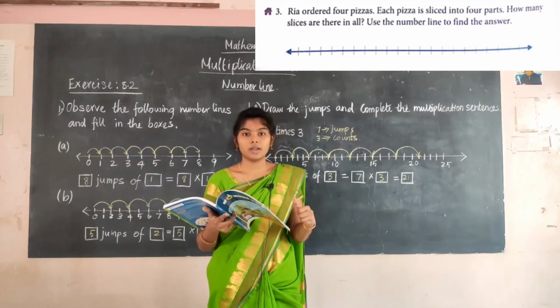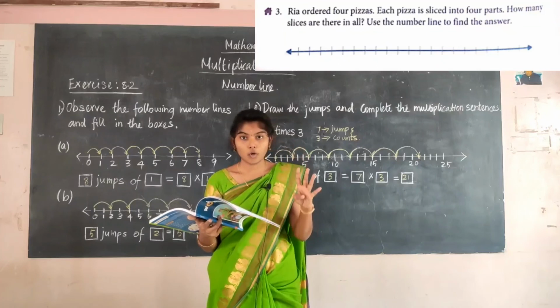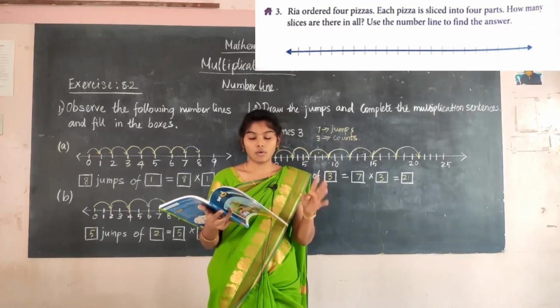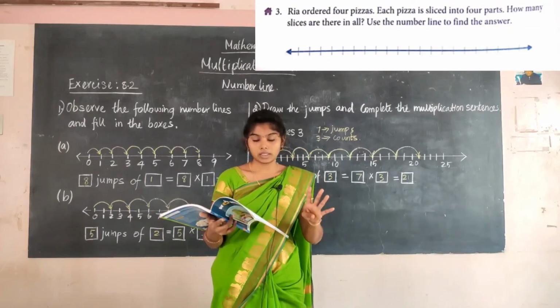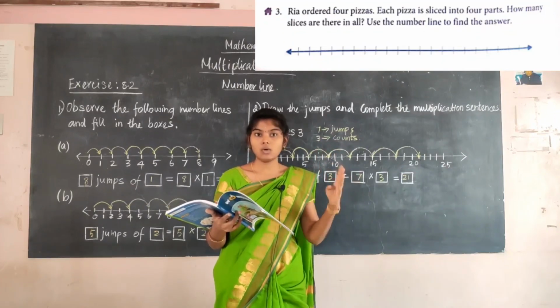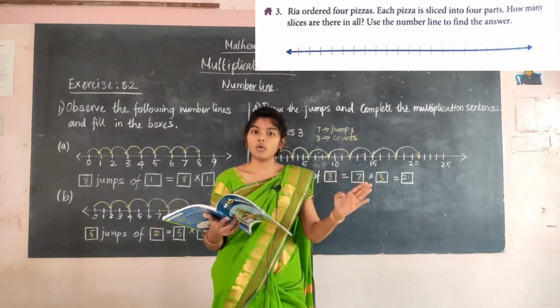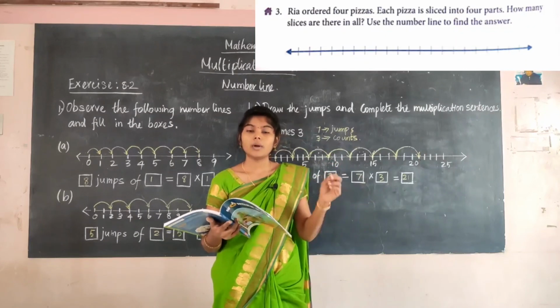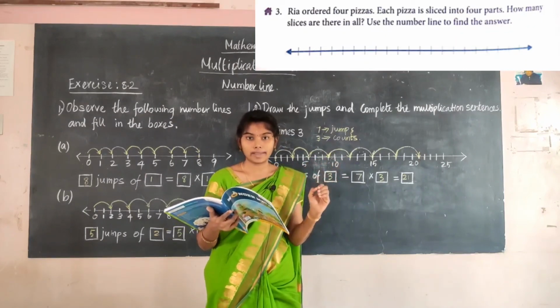So how will you find? You are going to take 4 jumps of 4. So here she ordered 4 pizzas and the 4 parts are there, no? So 4 jumps of 4. 4 times 4. By using the number line you are going to find the answer.